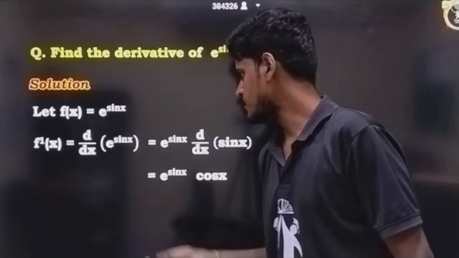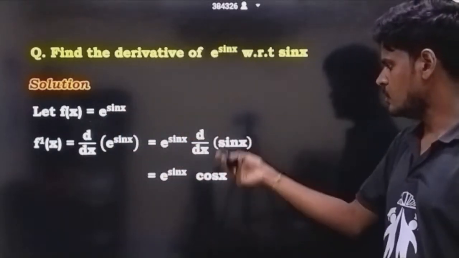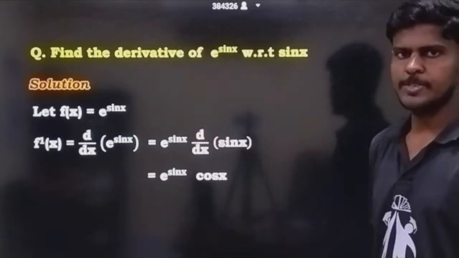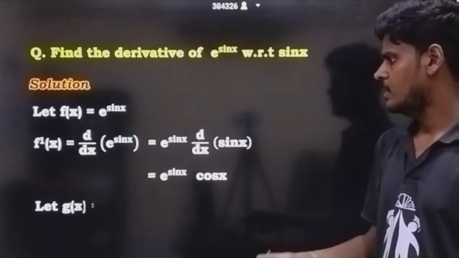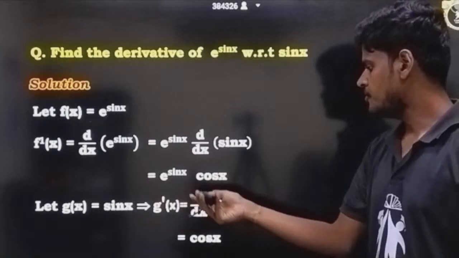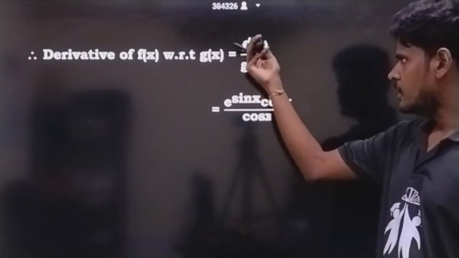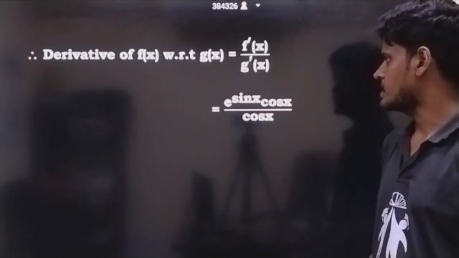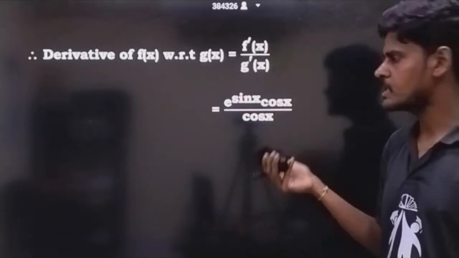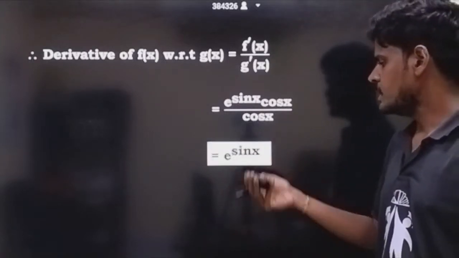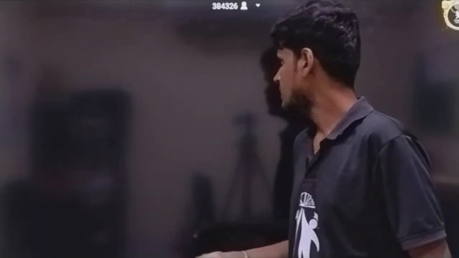Differentiation of e power sin x will be e power sin x into cos x. You already know how to do composite function differentiations. Next one is differentiation of sin x. That will be cos x. So, what is the final answer? f dash of x by g dash of x. That is e power sin x into cos x divided by cos x. That is e power sin x. Easy.